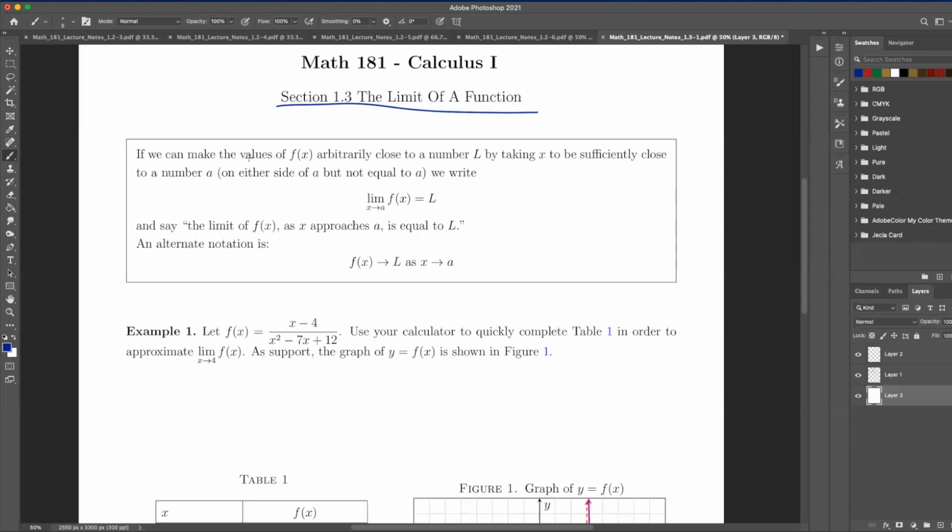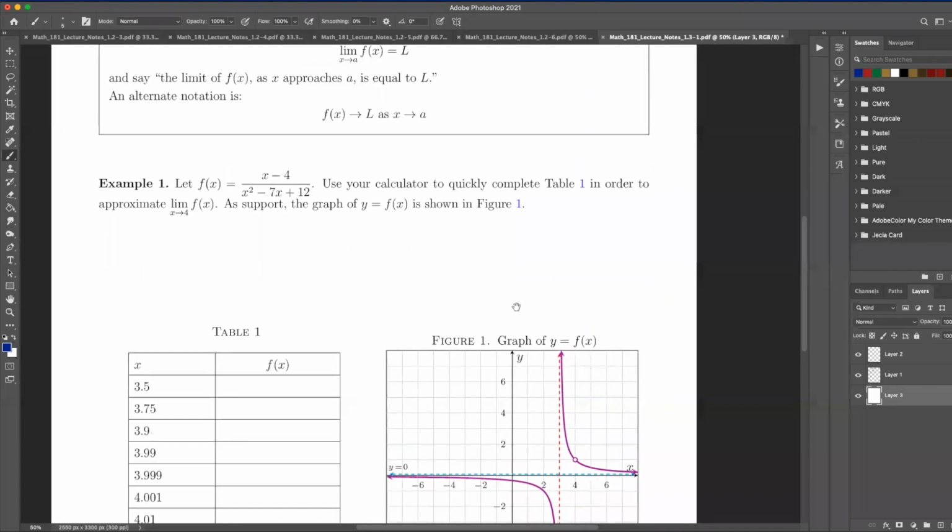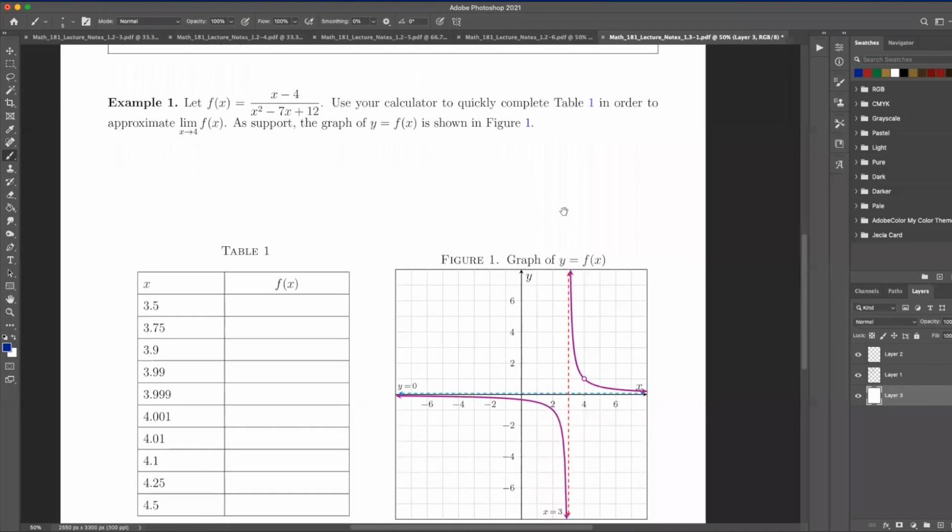So if we make values arbitrarily close to the number L by taking x sufficiently close to number A, we can write this. So we say a limit as we bring x close to A becomes arbitrarily close to this number L. And what does that mean? Well, let me show you. It's easier to explain, so after we crunch through some numbers, I'll go back to the definition.